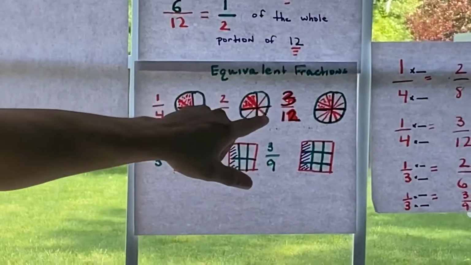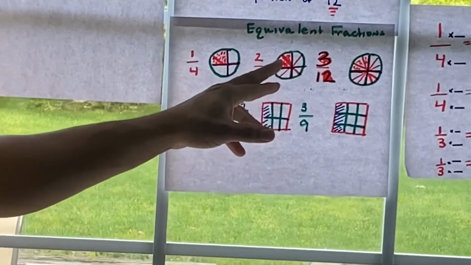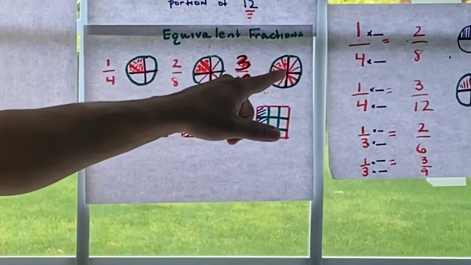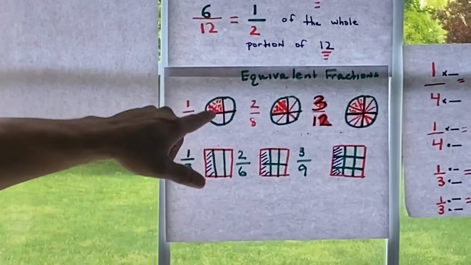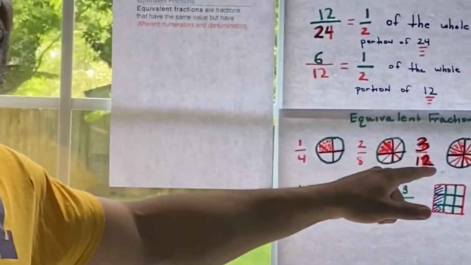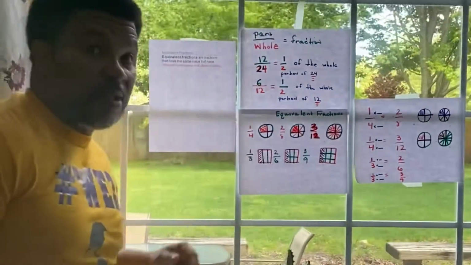Think about it, because really I still only have 1, 2, 3, 4 sections. I just split each section up here into 2 parts, right here, right here, and right here. I split each one of these sections up into 3 parts, right here, right here, right here, and right here. But it's still 1/4 of the total sections that are shaded in. So all of these are equivalent, same in value. Now they look different though, but it's the same in value. It's still 1/4 of that particular section.